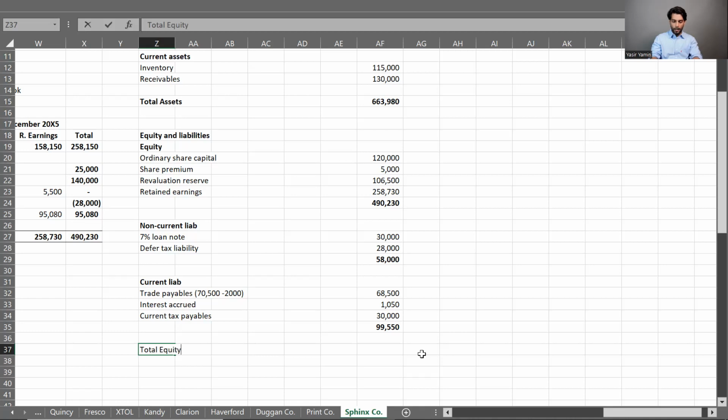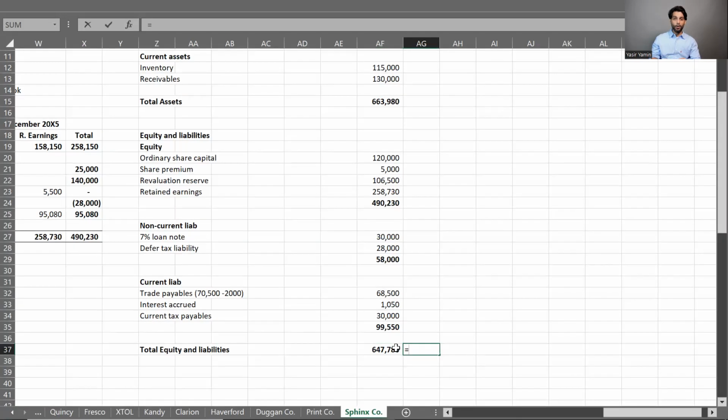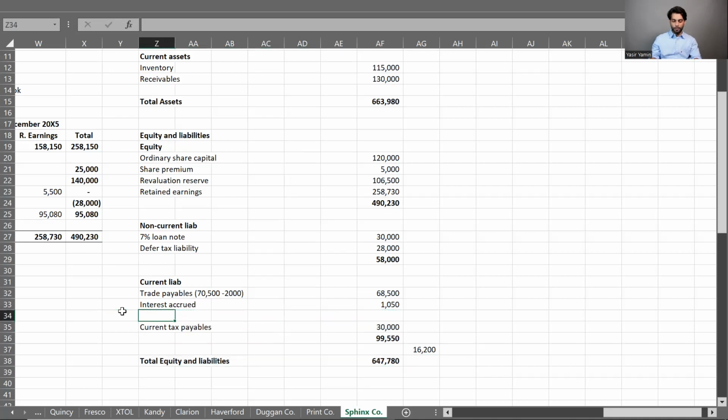What's the total number, by the way? 492,230 equity, non-current liabilities 58,000 and current liabilities 99,550. And here we have a difference. What's the difference? Just get to know what's missing out. And I've got what I am missing. Ali, you said it correctly. Bank overdraft. I just did not see your comment. It was already there. 16,200, and there we have it.